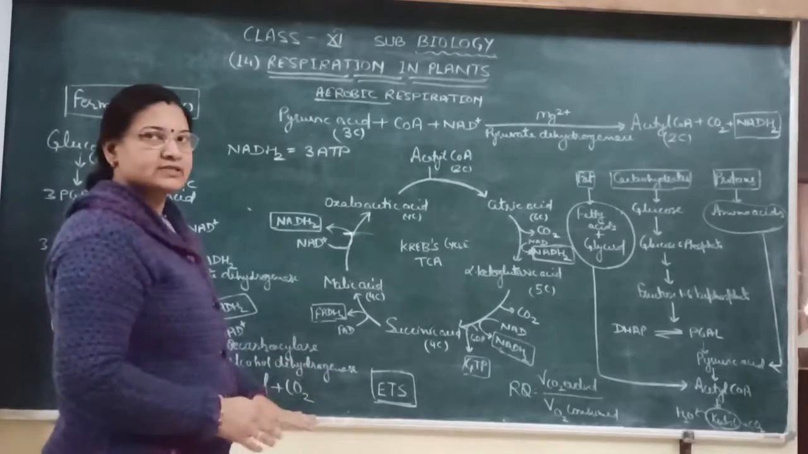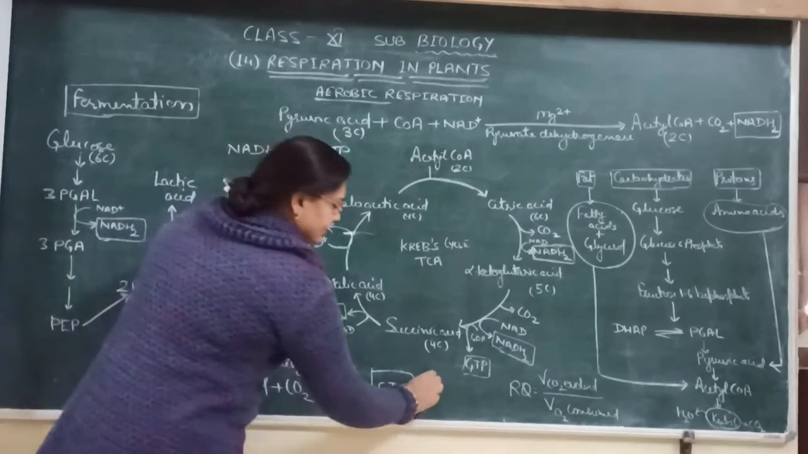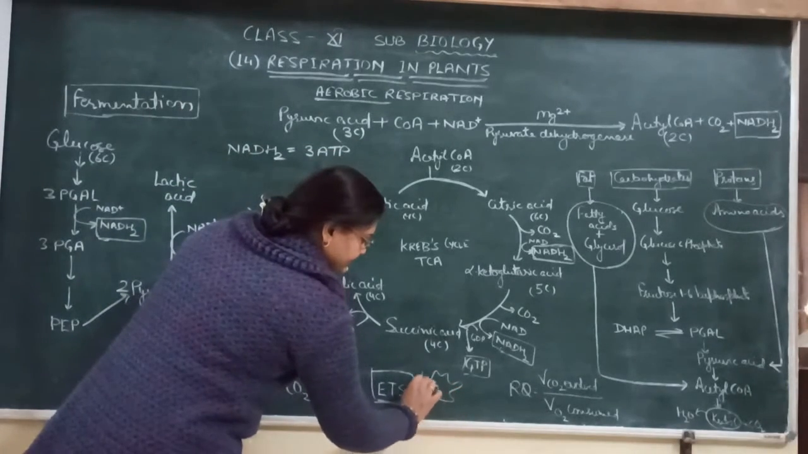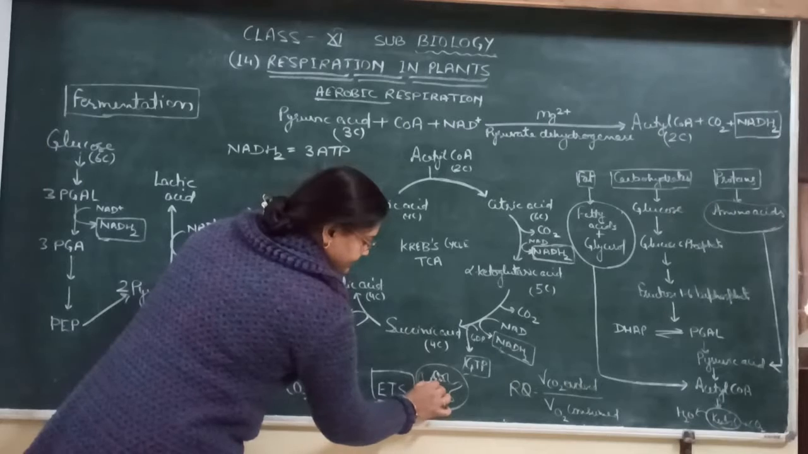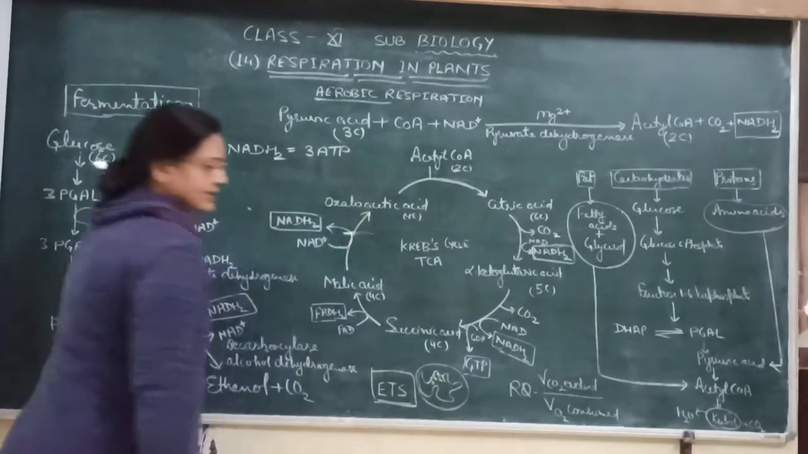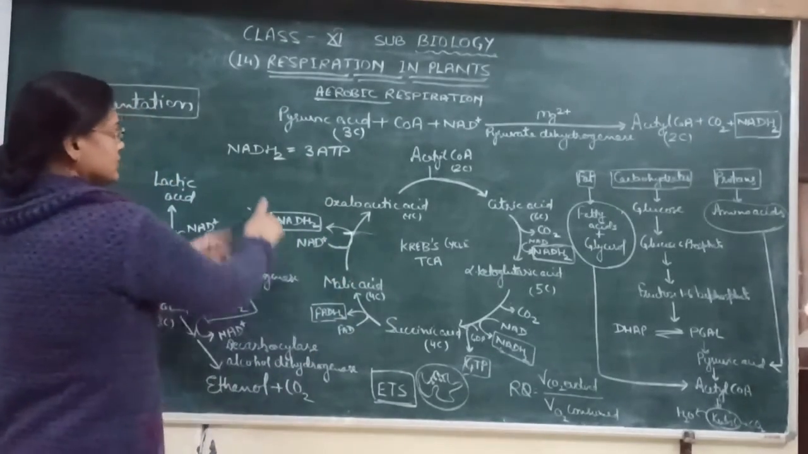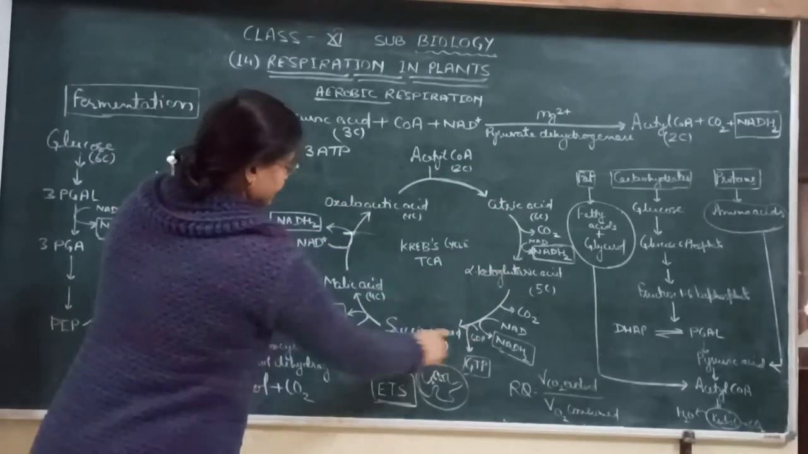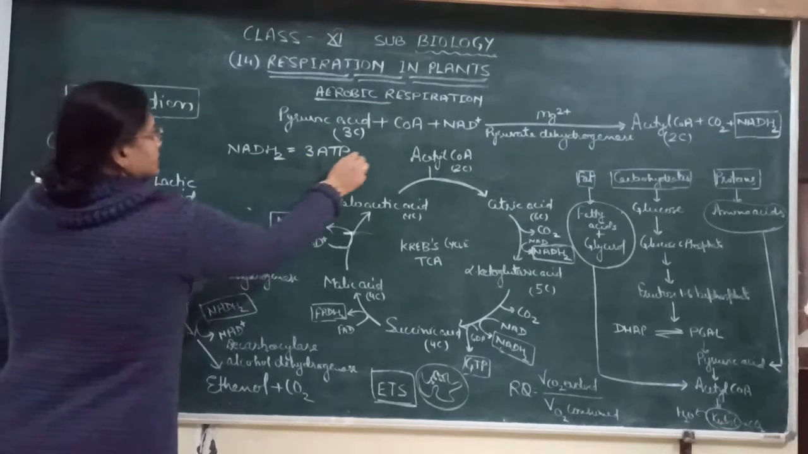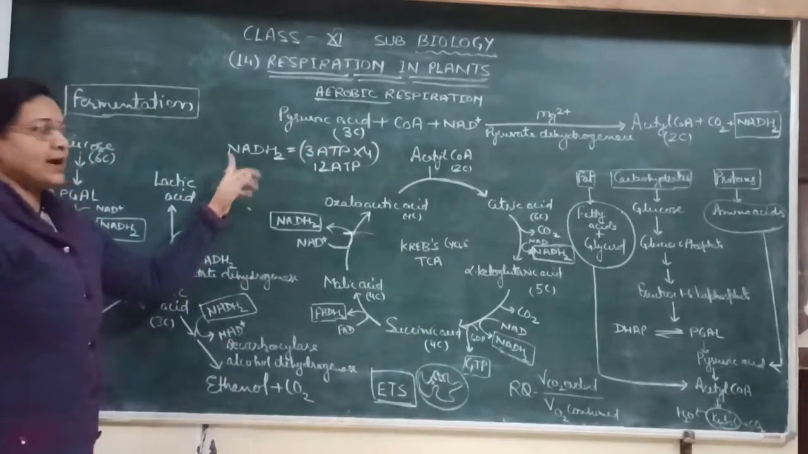The electron transport system is present on the inner membrane of mitochondria. The inner membrane of mitochondria forms the cristae, and these cristae contain the F1 particles, oxysome-like particles, and ETS. Due to this ETS cycle, all these energy forms are converted to ATP. So how many NADH2 are formed? 1, 2, 3 and 4. So it forms 12 ATP by NADH2.